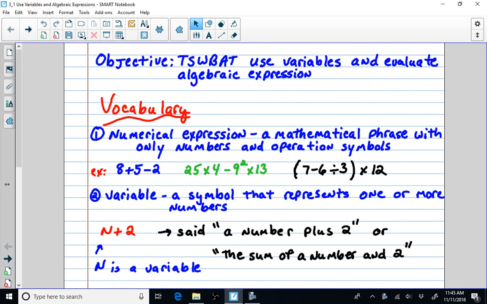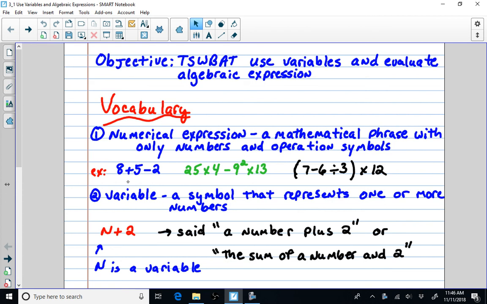Our lesson today is to be able to use variables and evaluate algebraic expressions. We have a couple terms that we're going to use throughout the lesson. First, we have a numerical expression. That's a mathematical phrase with only numbers and operation symbols.